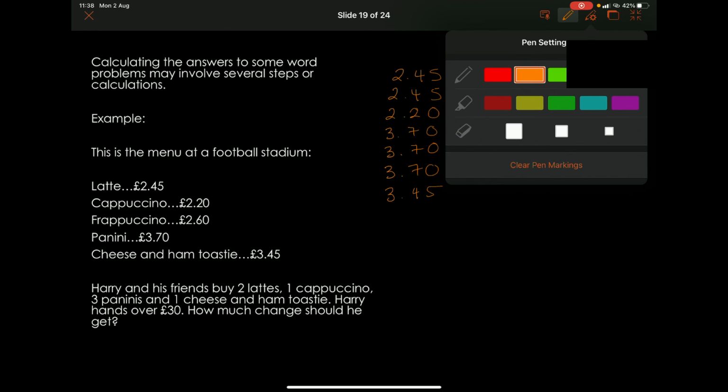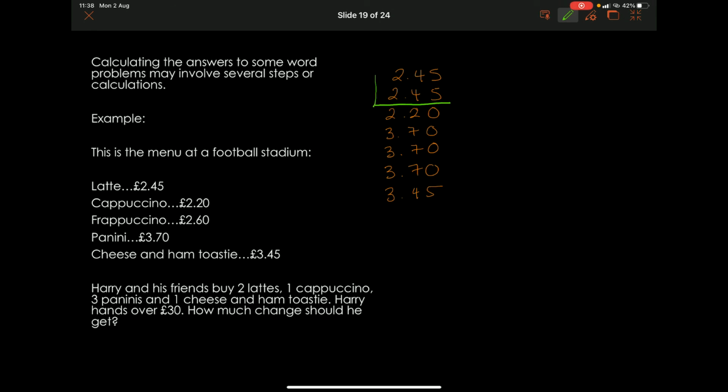Now what I would do here is I would actually split up this one and this one. I wouldn't sit and add all of those together like that. So what I'm going to do is I'm going to do £2.45 times 2. Okay, now you could work that out in your head if you wanted to. £2.45 times 2. Okay. 5 times 2 is 10. Carry the 1. 4 times 2 is 8. Add the 1 is 9. Put my decimal point in, and 2 times 2 is 4. So that's £4.90.